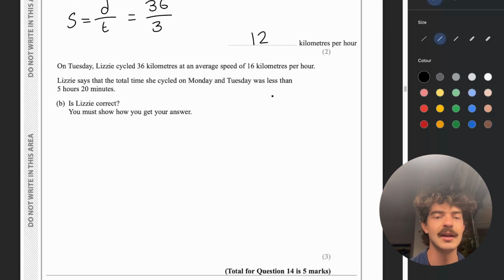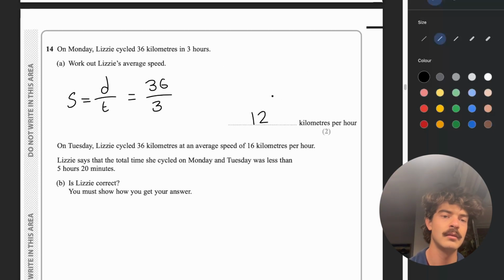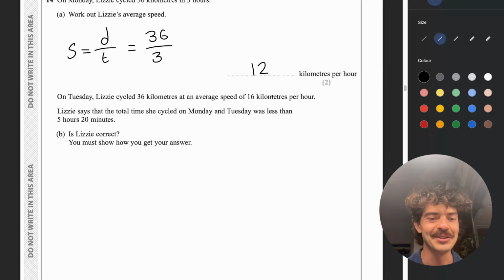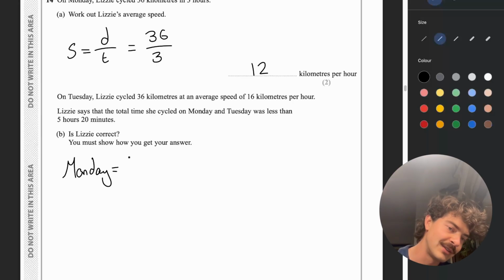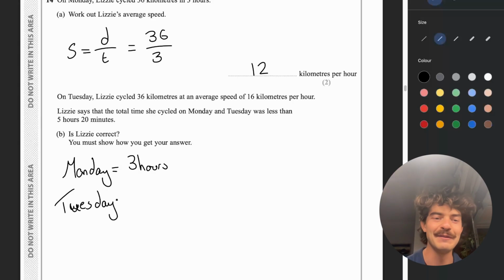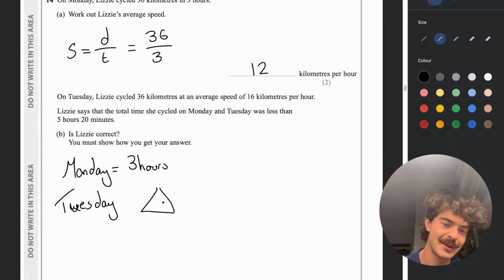On Tuesday, Lizzie cycled 36 kilometers, at an average speed of 16 kilometers per hour. Okay. So she does another 36 kilometers but goes slightly faster. Lizzie says that the total time she cycled on Monday and Tuesday was less than 5 hours and 20 minutes. Oh, okay. So let's see what we can do here. So on Monday, we know that she rode for 3 hours. But on Tuesday, we don't currently know how long she's ridden for, right? We know the distance and we know the speed. So we're actually going to have to take our equation and figure out what's going on.